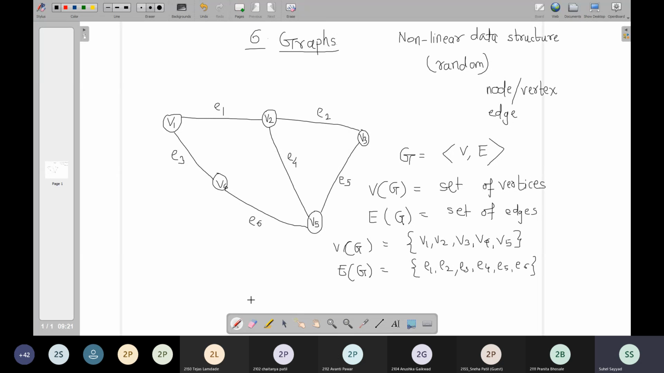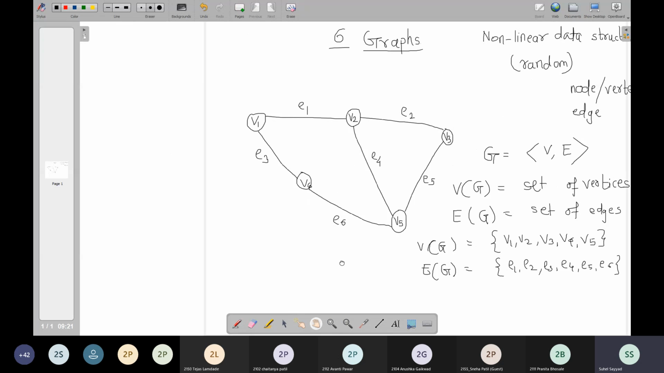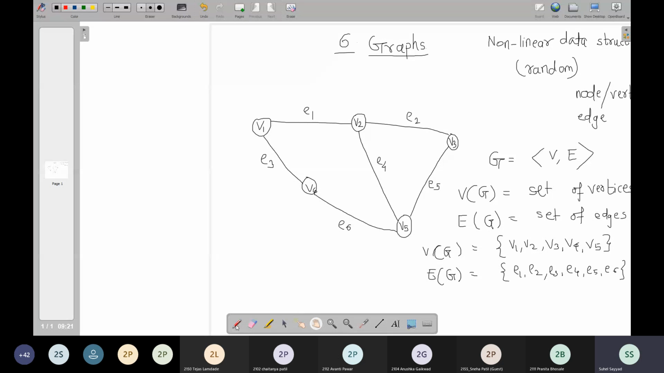Let us see basic terminologies related to graph. The first terminology that we'll discuss will be adjacent vertices. First will be adjacent vertices.